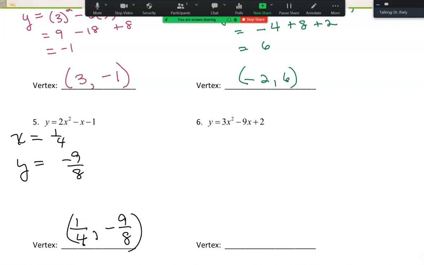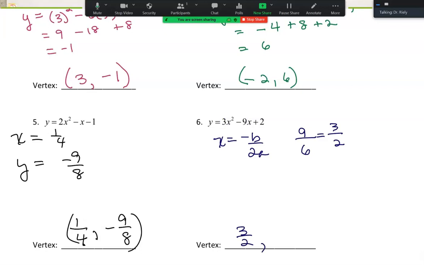Okay, last one. So here we go. We want to find the vertex, and the x value is going to equal negative b over 2a. Here's my negative b. It's negative 9. Negative negative 9 is positive 9. a is the 3. 2 times 3 is 6. Let's divide that by 3. 3 goes into 9 3 times. 3 goes into 6 2 times. So let's use 3/2. 3/2 is the x part of the vertex.